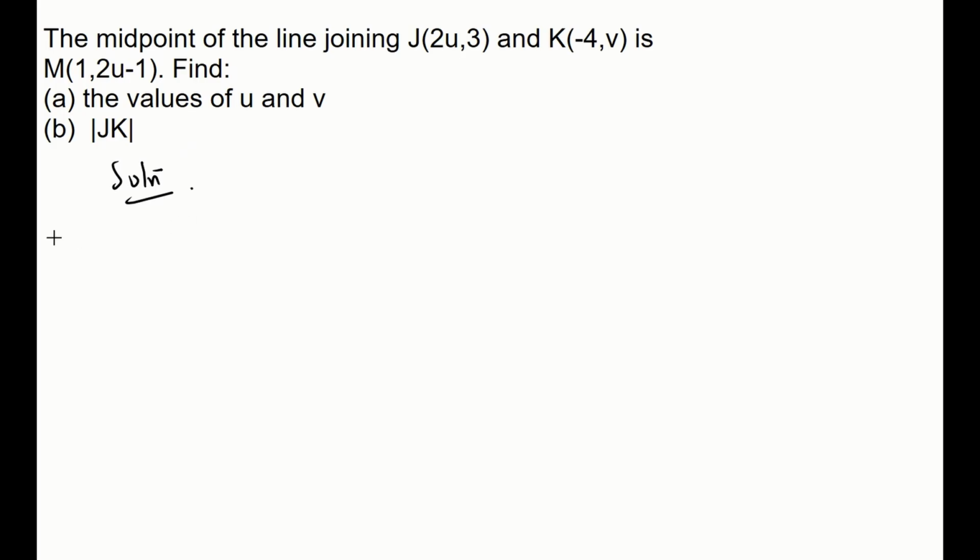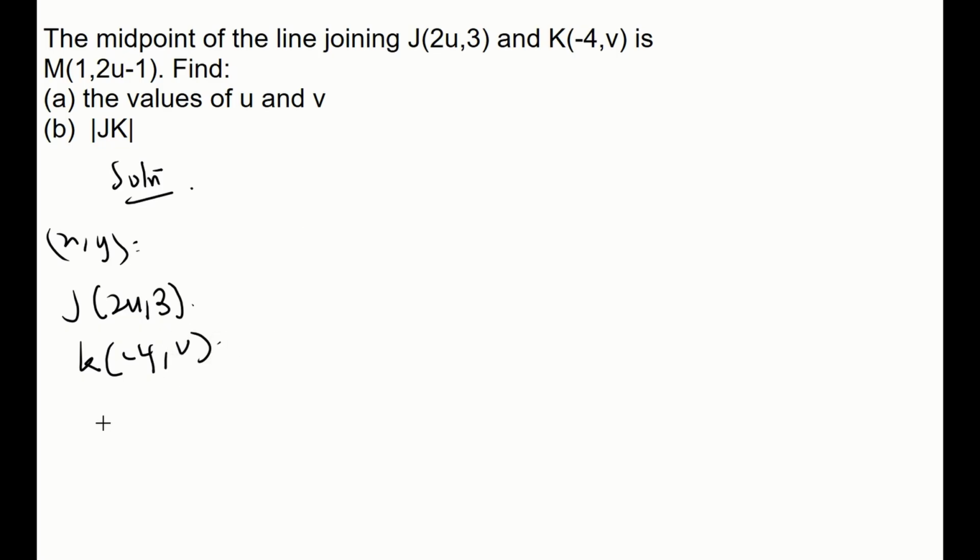Alright, so we know that for every point in an XY plane, we have x and y. So this is a point. Then we can see that our J is (2u, 3). Our K is (-4, v). But we are looking at what? The midpoint.